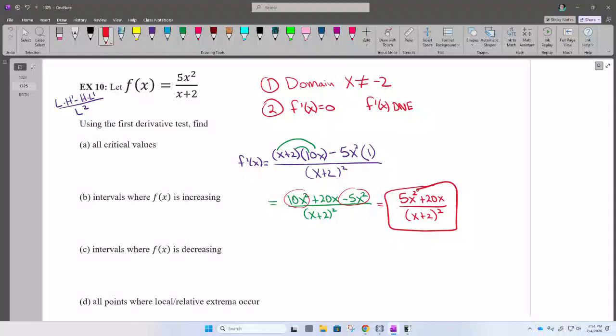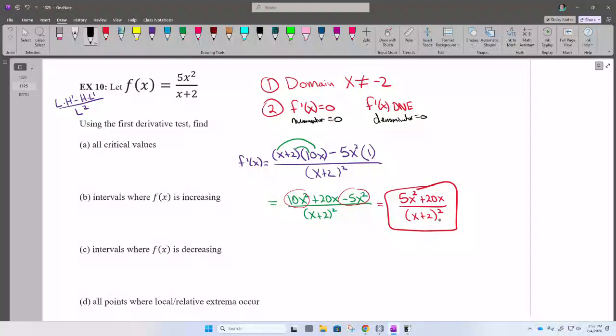And it is a rational function, so that'll help. Whenever I want to see where this rational function does not exist, that's going to be where the denominator equals 0. Where does this whole thing equal 0? That's where the numerator equals 0.